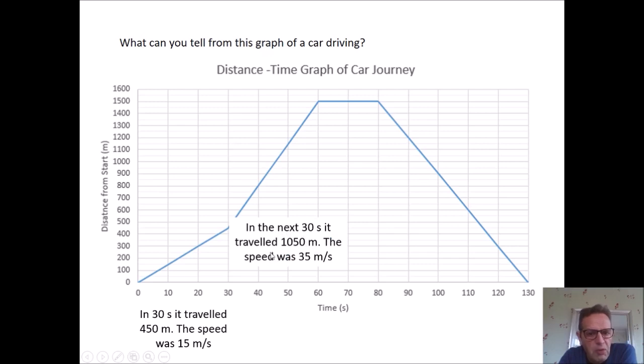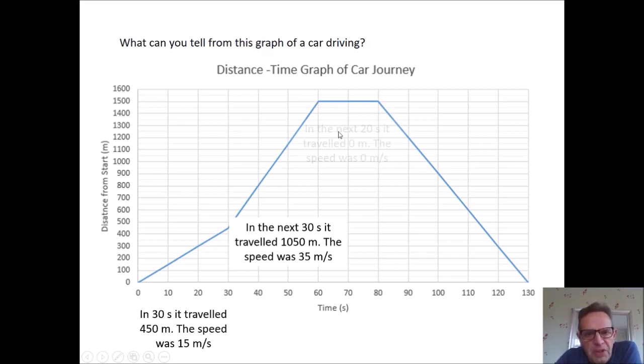So we do speed equals distance divided by time. 1,050 divided by 30 gives you 35 metres per second at this time. See, 35 metres per second is faster than 15. The line has got steeper.